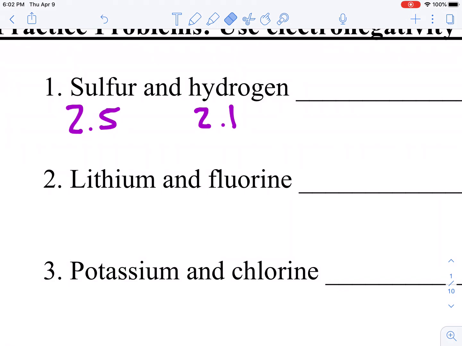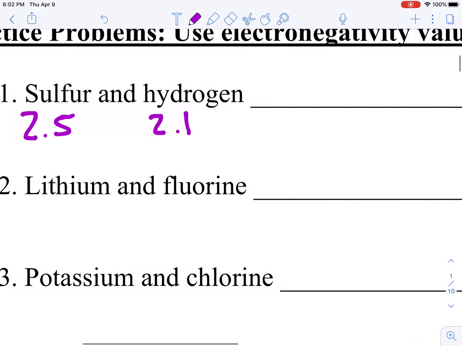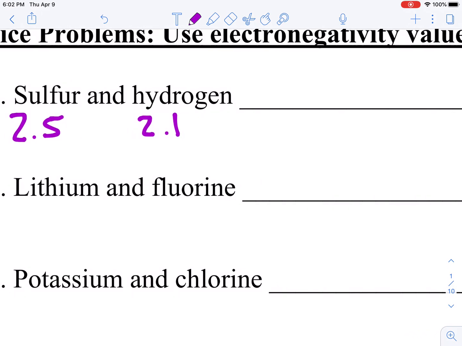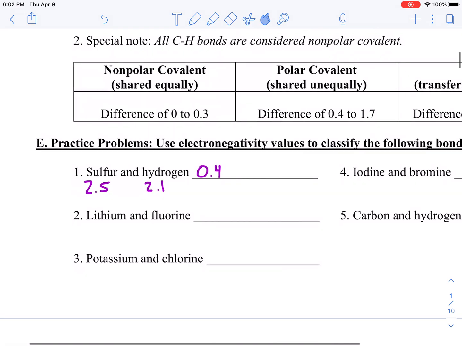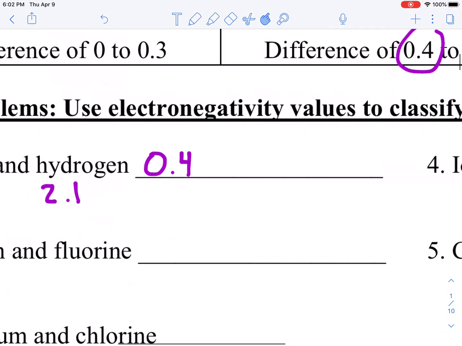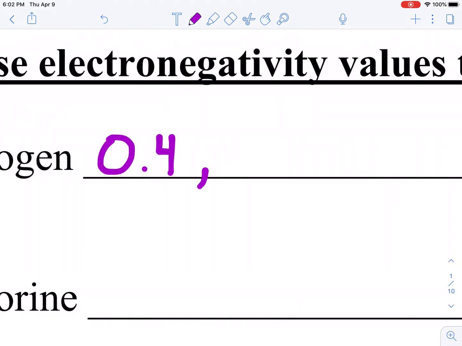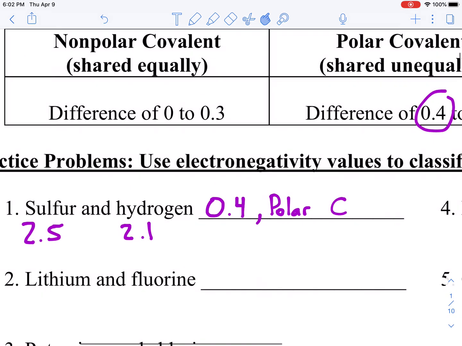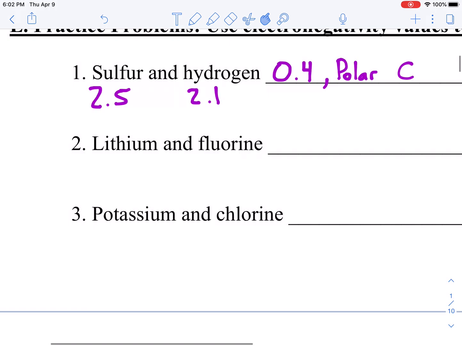What we care about is the difference between these two numbers, so you can either just subtract the smallest one from the biggest one always, or just always take the absolute value. The difference between 2.5 and 2.1 is 0.4. And if you come up to your trusty little chart up here, you'll notice that a difference of 0.4 is in the polar covalent bond category. So this is going to make a polar covalent bond. And I'm just going to write C for covalent. All right, if you want to pause the video and try your own, feel free, and then rejoin us.